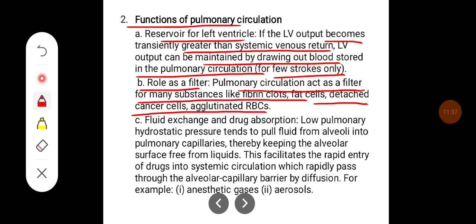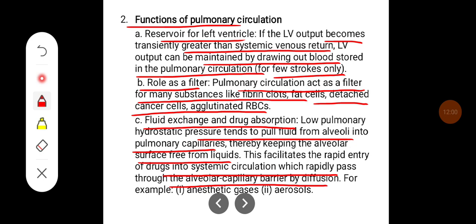It is important for fluid exchange and drug absorption. Low pulmonary hydrostatic pressure tends to pull fluid from alveoli into pulmonary capillaries, thereby keeping the alveolar surface free from liquids. This facilitates the rapid entry of drugs into systemic circulation, which rapidly pass through the alveolar capillary membrane or barrier by diffusion. For example, anesthetic gases and aerosols.